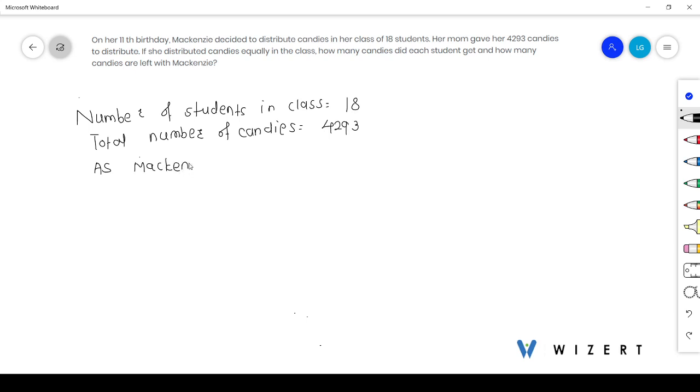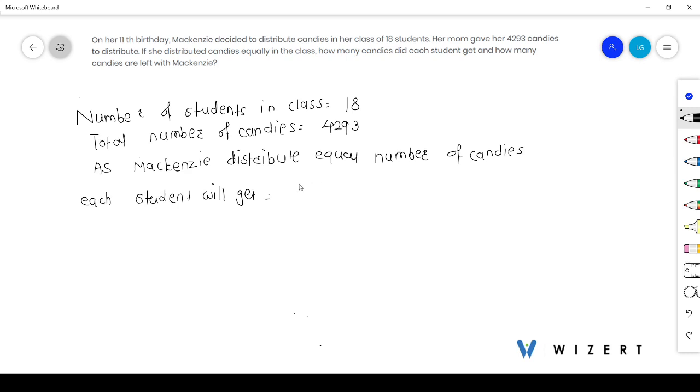As Mackenzie distributes an equal number of candies, so each student will get 4,293, that is total number of candies divided by number of students. So do this division, it will give the number of candies that each student will get.